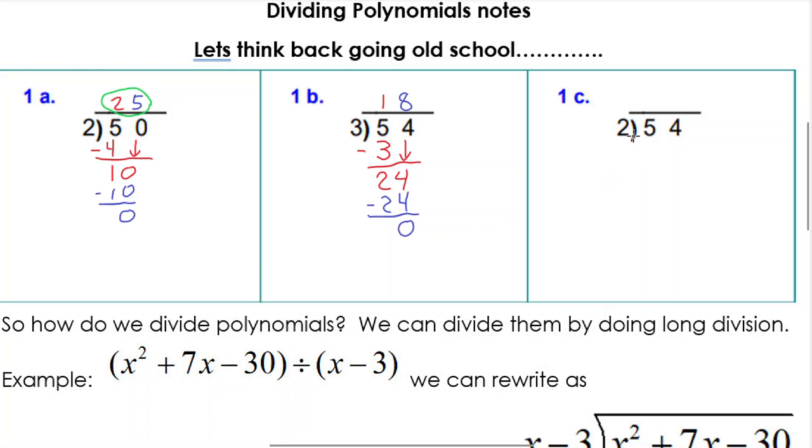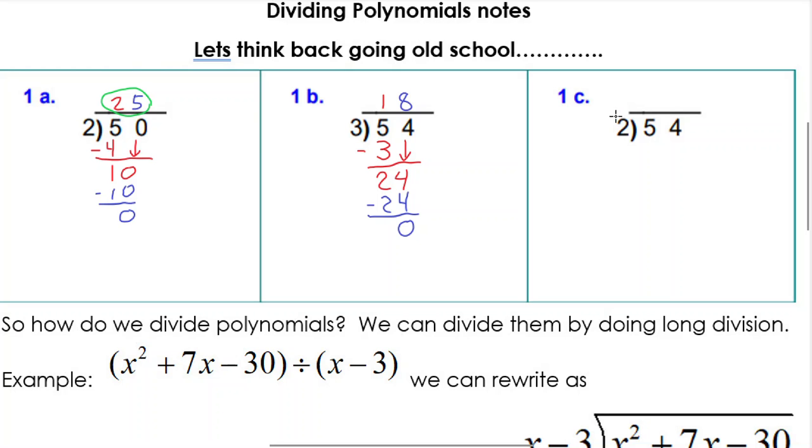Pause the video and see if you can do this last example over here, this 1C, by yourself. 54 divided by 2. See if you can do that one on your own, doing the old school method. So pause the video, unpause it when you're done, and see if you got it right.